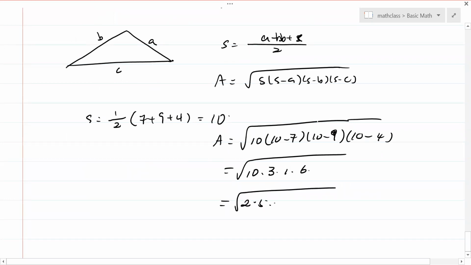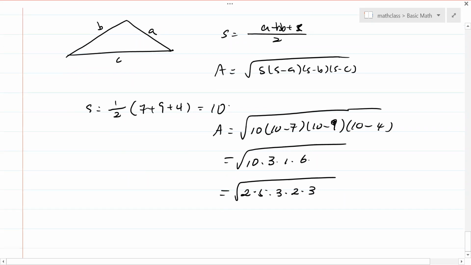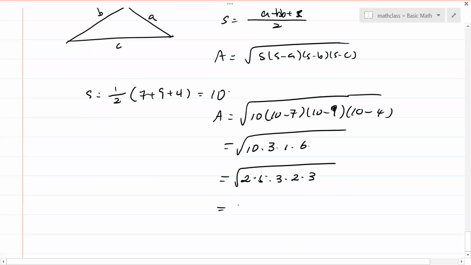This is 2 times 5 times 3 times 2 times 3. So how many 3s are there? How many 2s are there? I have two 2s and two 3s, so 2 times 3 can be taken out, and 5 remains. So it's going to be 6 times the square root of 5. So that is the area.